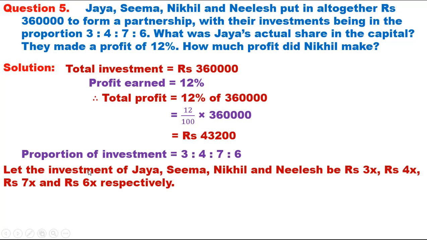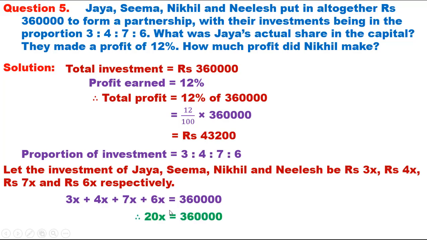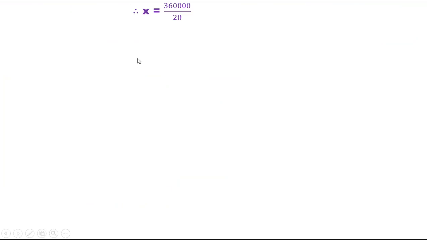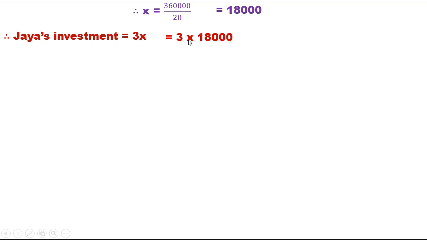3:4:7:6. Therefore, let the investments of Jaya, Seema, Nikhil and Nilesh be rupees 3x, 4x, 7x and 6x respectively. 3x plus 4x plus 7x plus 6x is equal to 3,60,000. 20x is equal to 3,60,000. Therefore x is equal to 3,60,000 divided by 20 is equal to 18,000. Jaya's investment is equal to 3x is equal to 3 into 18,000 is equal to 54,000.